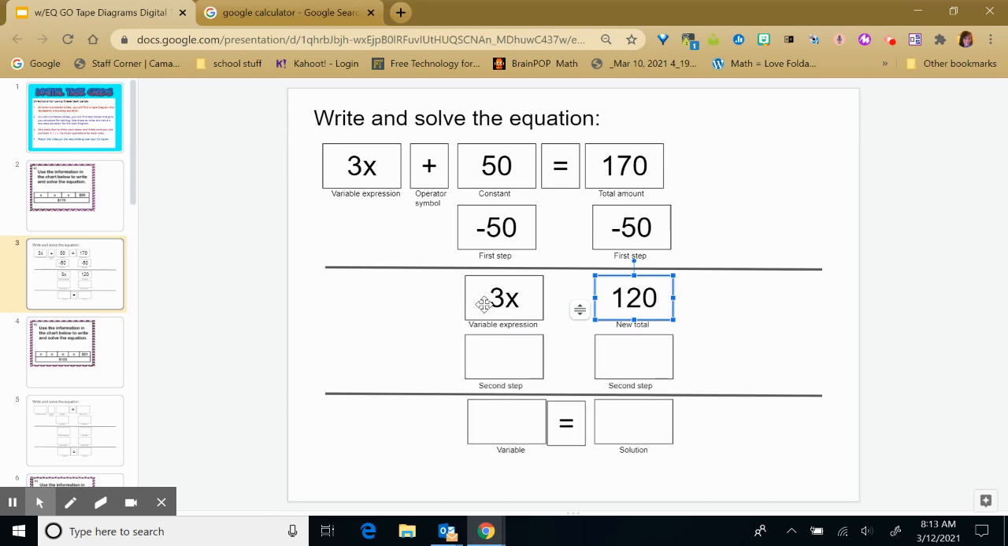Second step. Well, the 3 and the x are multiplying, so I want to do the opposite of multiply. What is the x doing? It's multiplying by 3. What's the opposite of multiply by 3? Divide by 3. So I'm going to use my slash and my 3. Of course, whatever I do to one side, I have to do to the other. Those 3's are going to cancel out, and I am down to isolating my variable. Mission accomplished. Now all I have to do is the math on this side. 120 divided by 3 is 40. And that, my friends, is it.